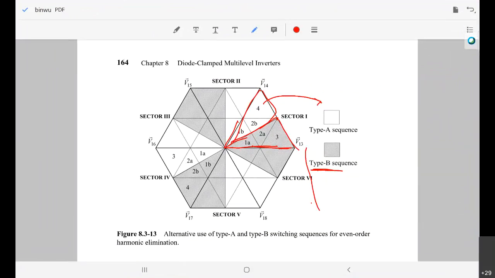See, this extra switching is actually not there in this 3 and 4. Normally, this one is not implemented. So this is different and that is different. Even though in this 1A, 1B we use it to reduce the neutral point voltage, with this you cannot eliminate the even order harmonics. With this switching sequence, you cannot eliminate the even order harmonics. That can normally be eliminated when you follow this type A and type B switching sequence.